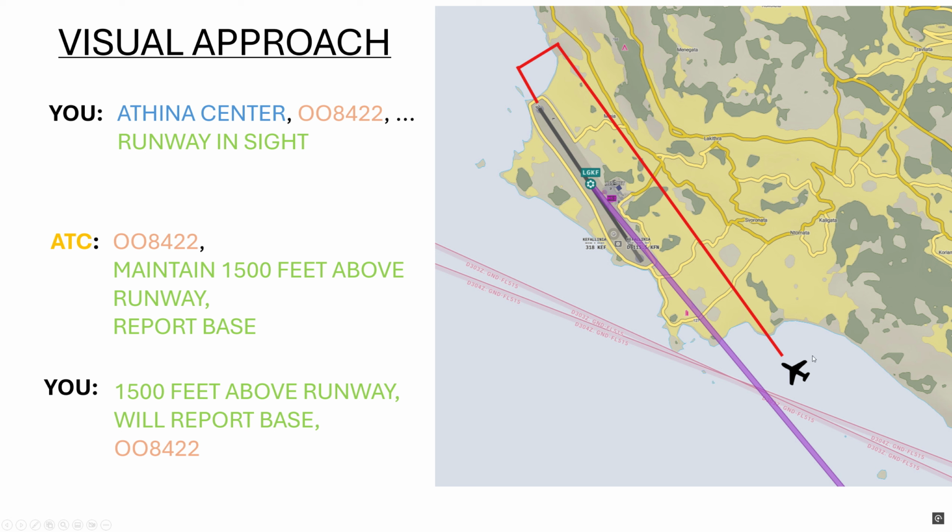And then there is a point that we see the runway actually. We are still flying the downwind leg. And we say, okay, Athena Center, Oscar 842, runway in sight. And then they would give some instructions, Oscar 842, maintain 1,500 feet above the runway, report base. So what does that mean? That means keep an altitude of 1,500 above the altitude of the airport, and report base is contact ATC again once you are here at the base leg. So you repeat, 1,500 feet above runway, will report base, Oscar 842.